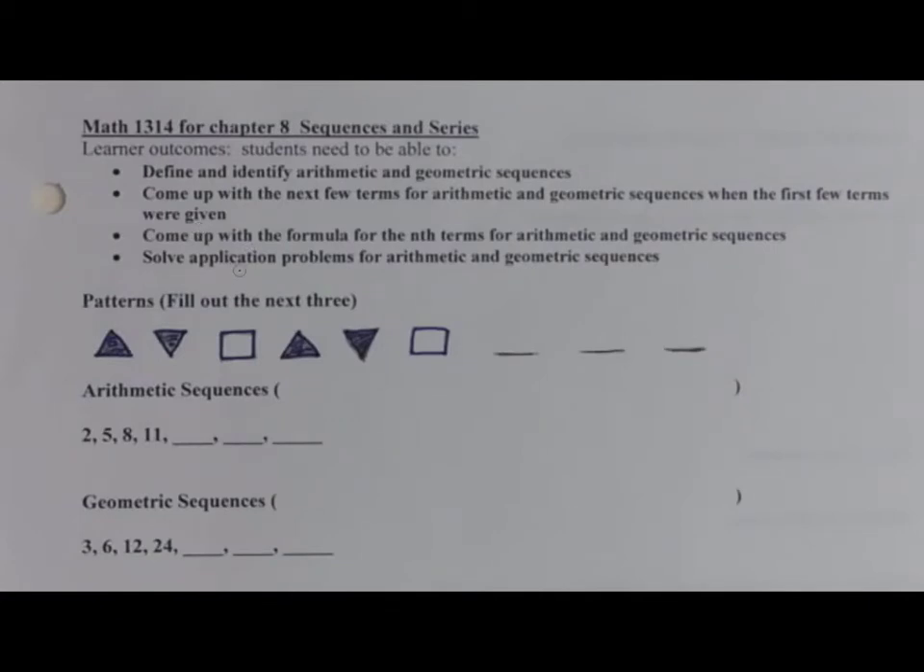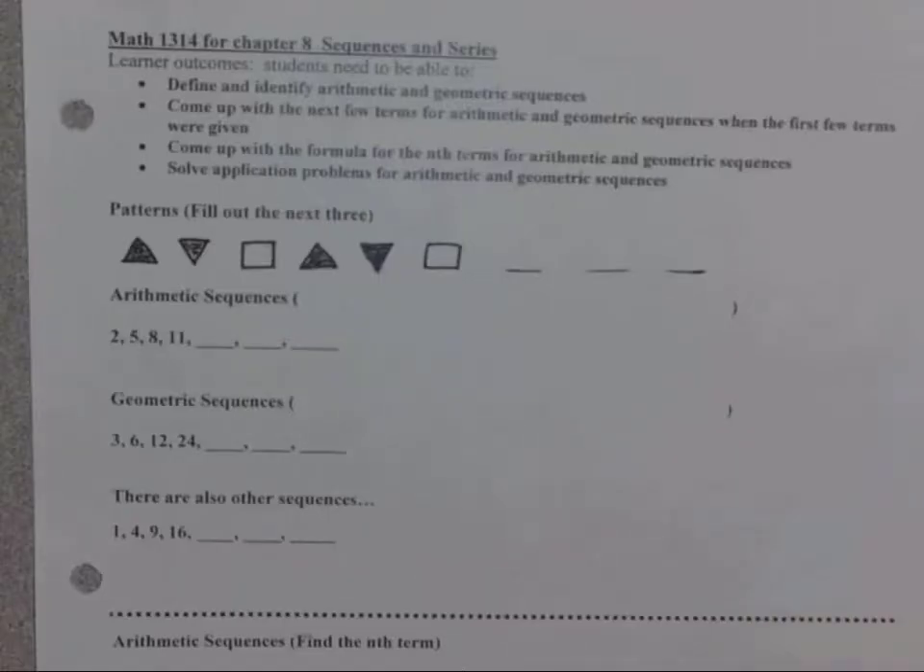And we need to come up with the formula so we can find the nth terms of arithmetic and geometric sequences, and then we will solve application problems using arithmetic and geometric sequences. And on the exam, you can expect to see the application problems for the arithmetic and geometric sequences. We just look at a very basic one.